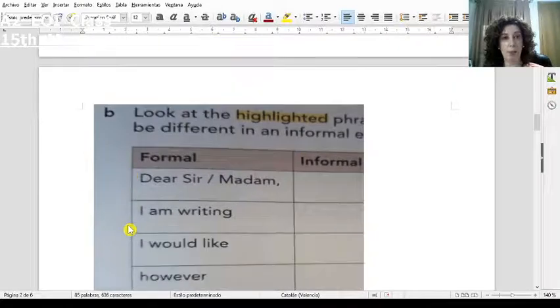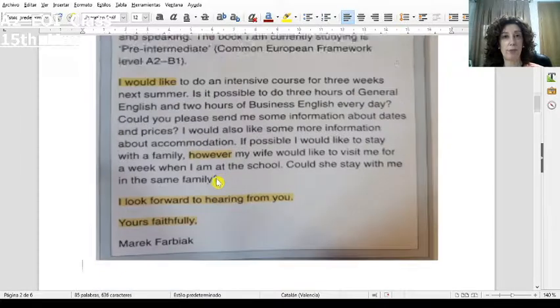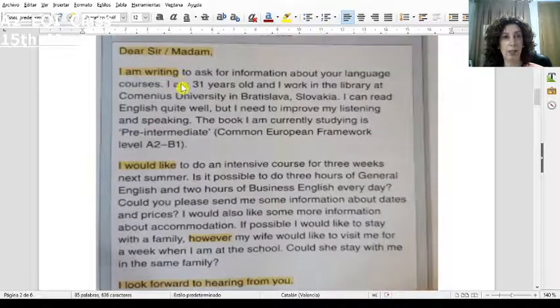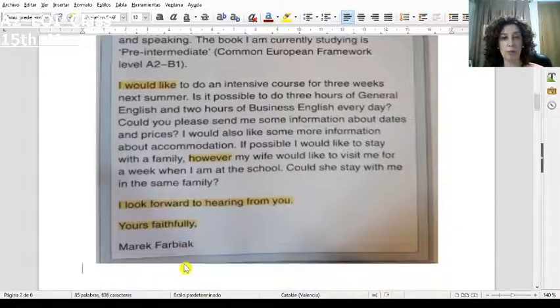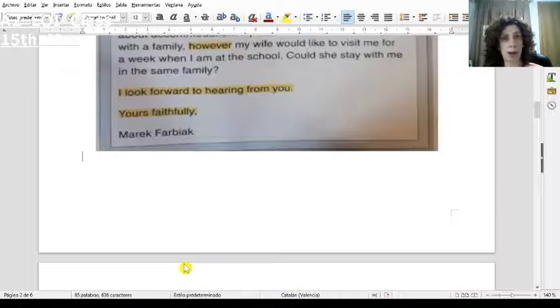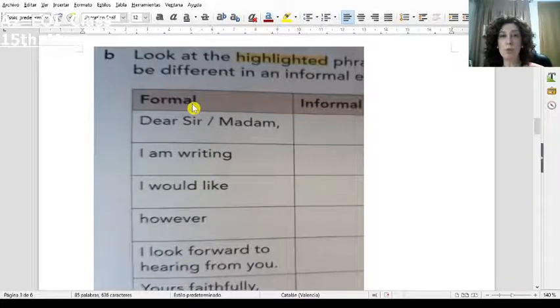Well, now, in your book, look at the highlighted phrases. I am writing, dear sir or madam, I would like, however, I look forward to hearing from you, and yours faithfully. Then pay attention to these highlighted sentences. And this is formal. Think about what kind of sentences you would use just in case it was informal.